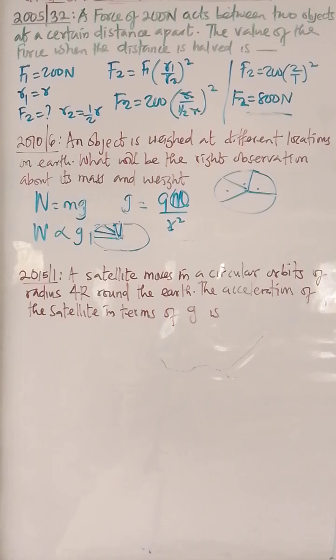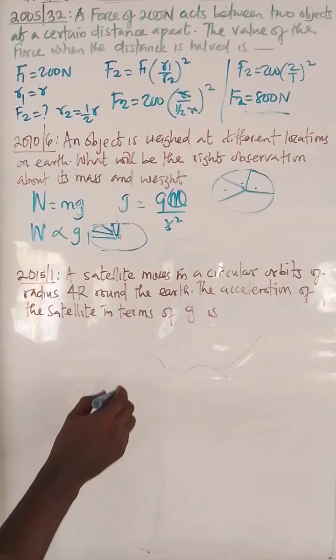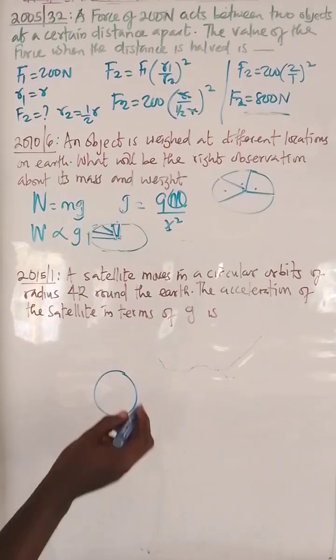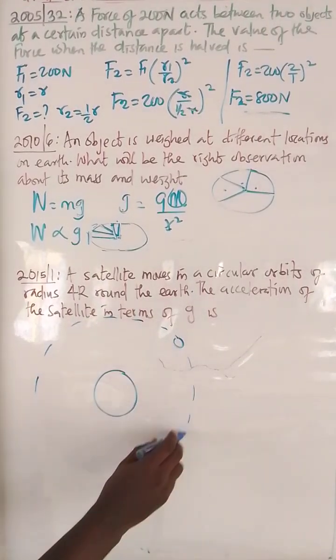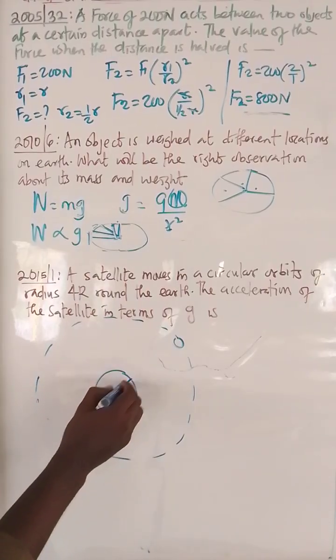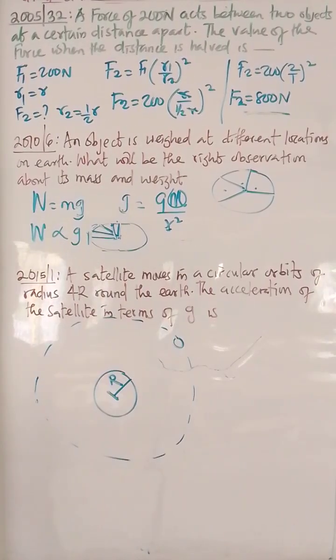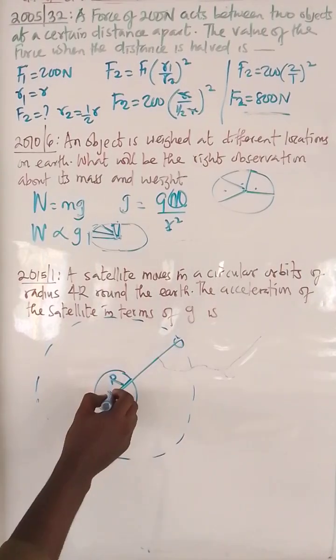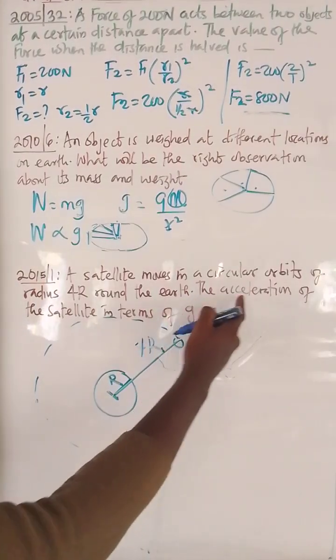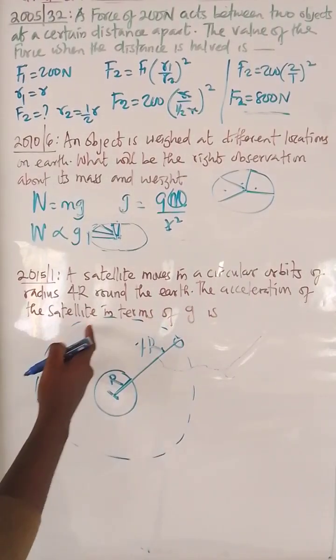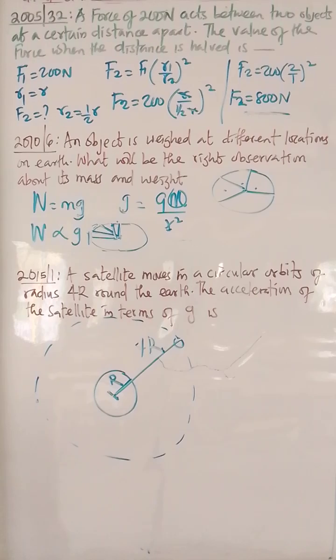The last question here: a satellite moves in a circular orbit of radius 4r. So what is Earth? So we have a satellite here in a circular orbit. The radius of Earth alone is r. But this satellite is at distance 4r from Earth. So then I ask, the acceleration of the satellite in terms of g is.